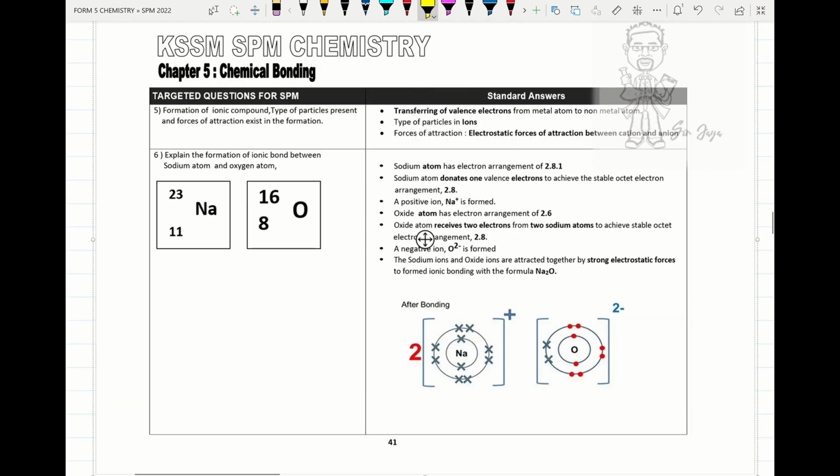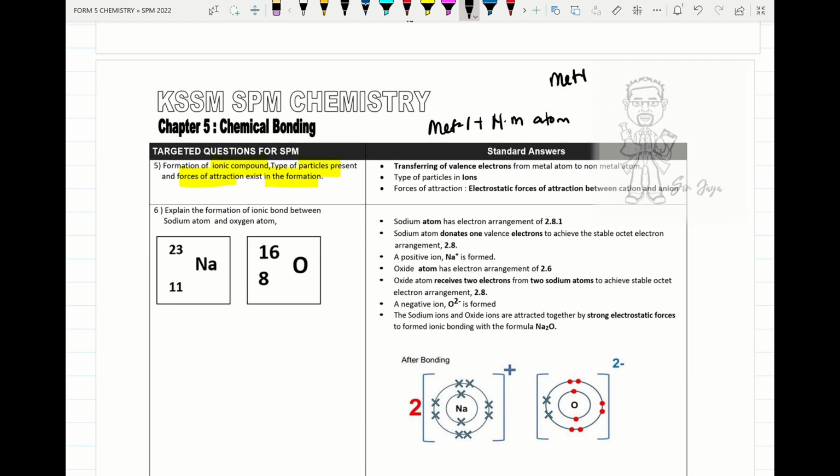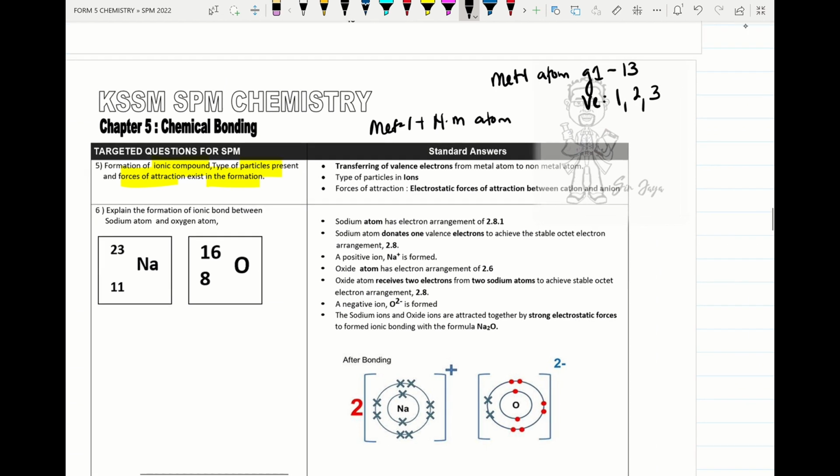Dear students, we now check the formation of ionic compounds, the type of particles present, and the forces of attraction in the formation of ionic bonding. The formation of ionic bonding occurs between metal and non-metal atoms. Please remember, metal atoms are from group 1 until group 13, with valence electrons of 1, 2 or 3. Non-metal atoms are from group 14 until group 17, with valence electrons of 4, 5, 6 and 7.